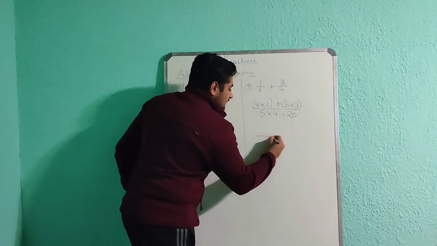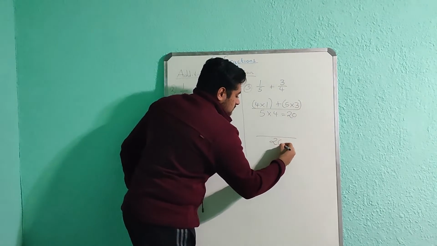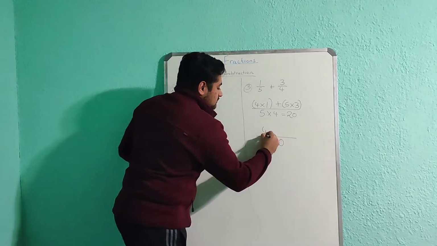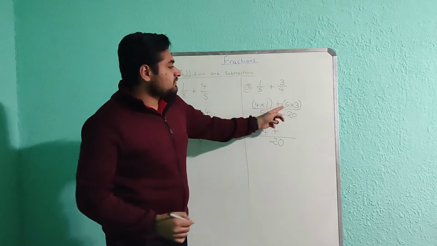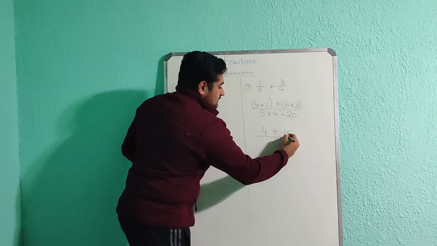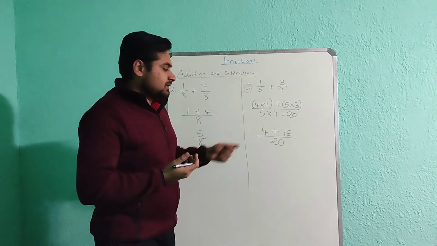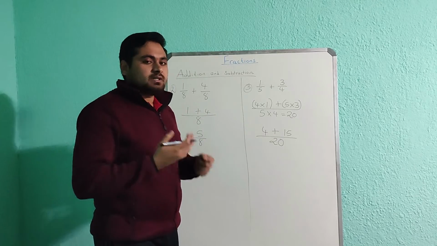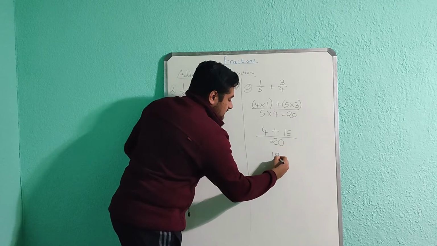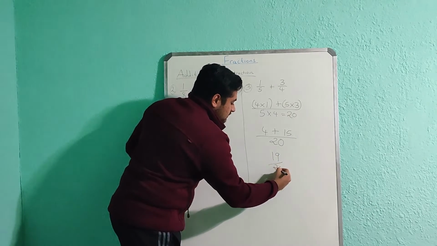So now we simply multiply. What is 4 times 1? 4. Plus, what is 5 times 3? 15. Now we simply perform the calculation. So add the numerators. What is 4 plus 15? That's 19. So therefore we got 19 all over 20.